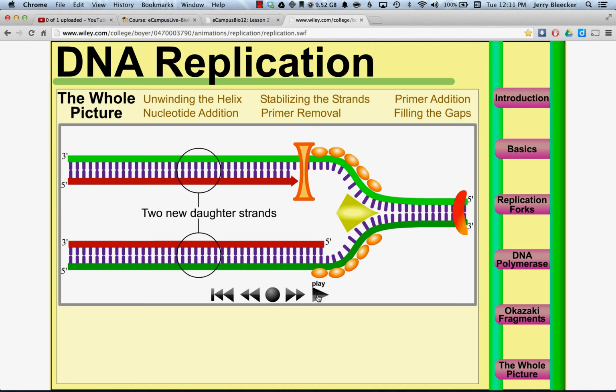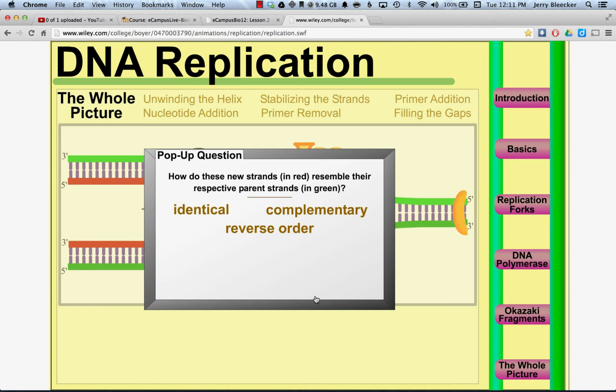Now you've got two daughter strands. And the question is, well, is it semi-conservative? Are they the same as the original strand that we began with? So a little question here. The new red strands, what are they relative to their parental strands?